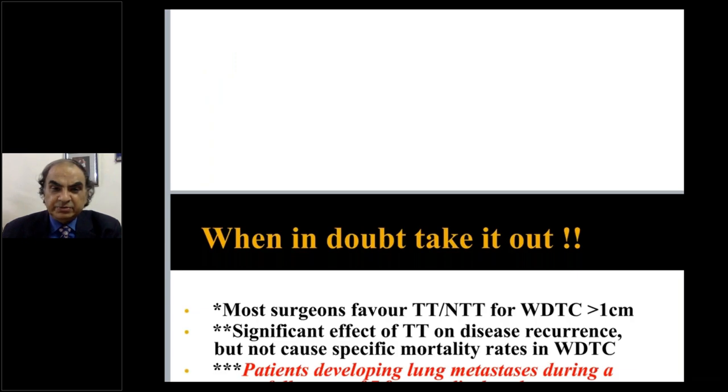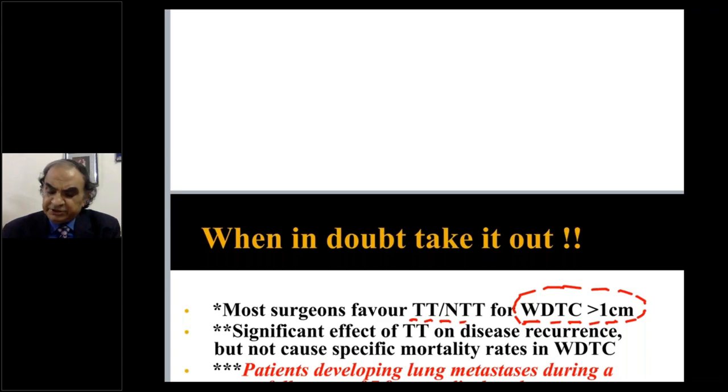So when in doubt, you should take it out. Most surgeons favor, this is the data, total thyroidectomy or near total for any patient with well-differentiated thyroid cancer which is more than 1 centimeter. The only question they have is when it is less than 1 centimeter or a microcarcinoma. Well, this is an old slide, but I still defend it because of the simple reason: we cannot do risk stratification very easily in most centers. But I am also highlighting the fact that this surgery should be done by a safe surgeon who has a good volume of thyroid surgery, because otherwise the risk of morbidity is lasting.